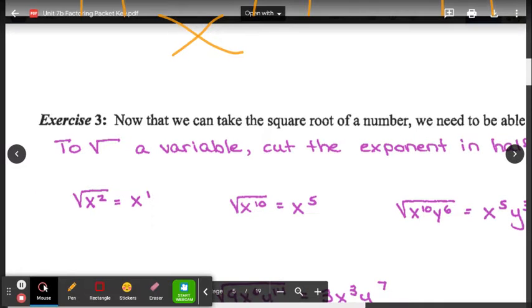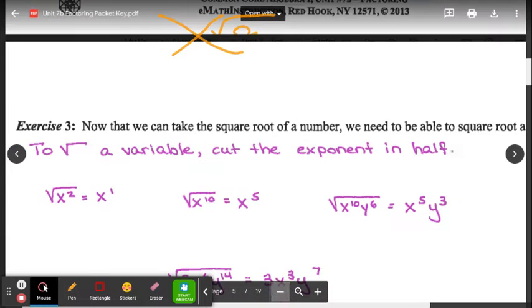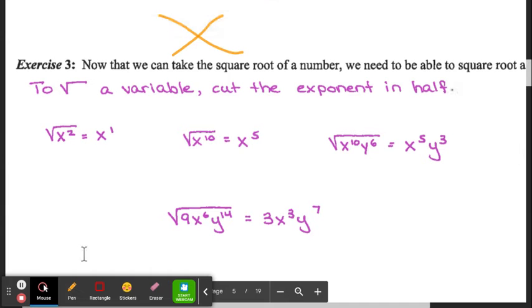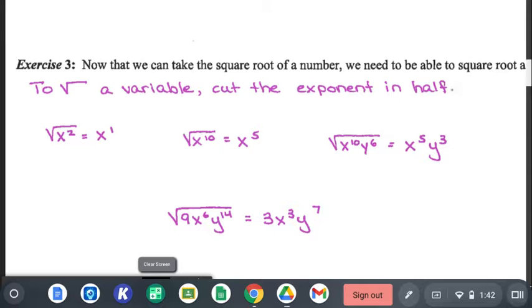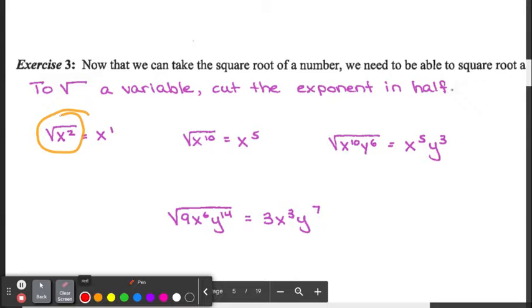Now, this is something totally different. You may have done square roots in junior high, but this is square rooting with a variable. So for this, it says to square root a variable, you cut the exponent in half. Okay, not the big numbers, the exponents. So I've done a couple of examples here. Oh, I lost my pen. There it is. So the square root of x squared. The exponent's a 2, so 2 divided by 1. Oops, sorry. Cut it in half. 2 divided by 2. You get x to the 1. Square root of x to the 10 is x to the 5.